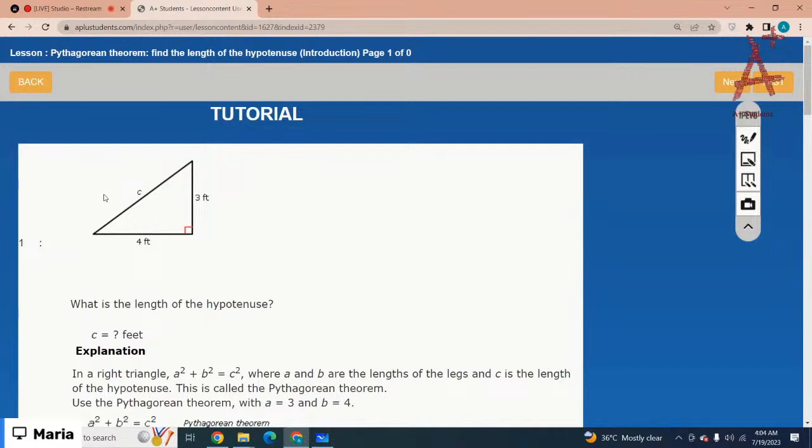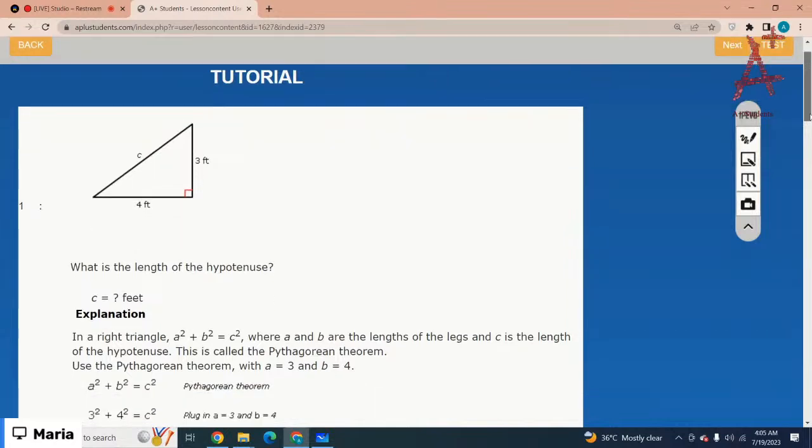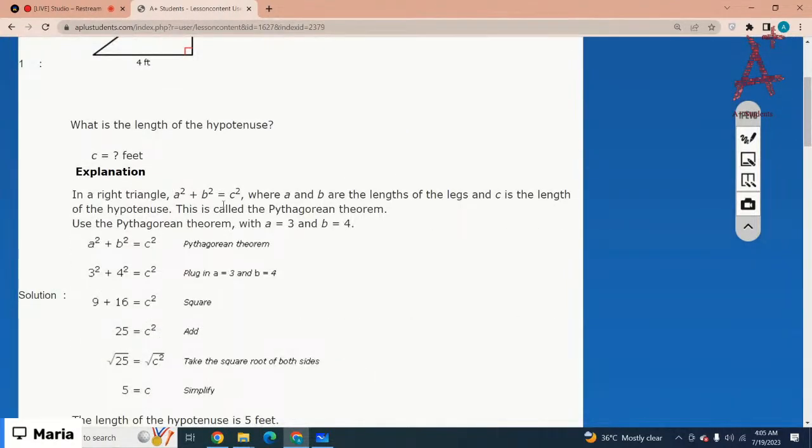Basically we use the Pythagorean theorem whenever we have to solve a right angle triangle. Keep this very important point in your mind: you can use the Pythagorean theorem for right angle triangles only. In a right angle triangle, a square plus b square equals c square, where a and b are the lengths of the legs and c is the length of the hypotenuse. A and b are the legs and c must be the hypotenuse. This is called the Pythagorean theorem. You can note down the definition in your notebooks. It is a very important definition.